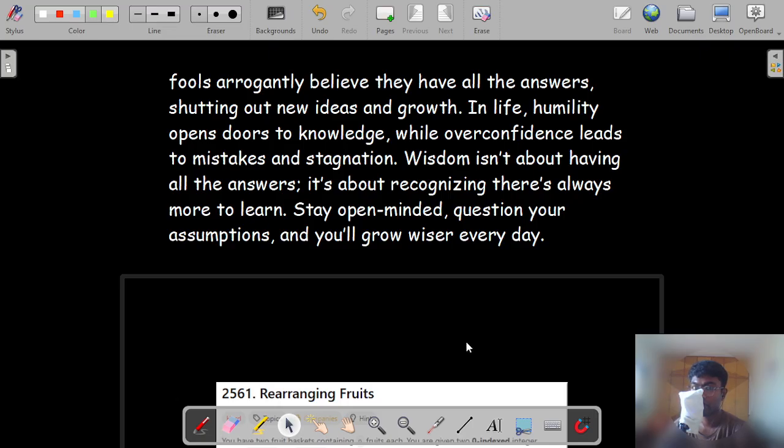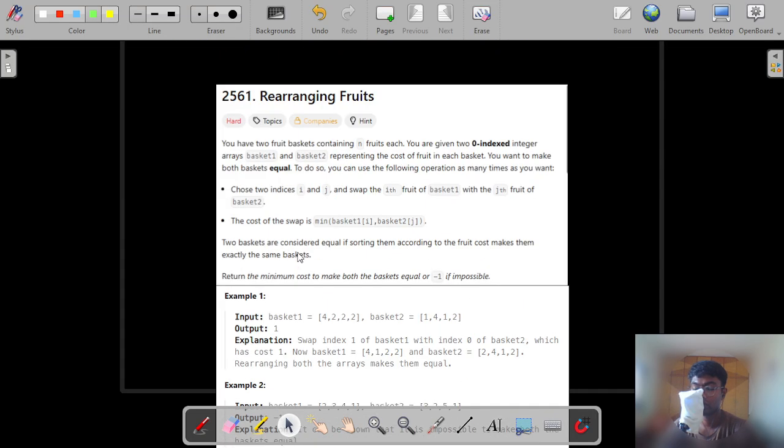Fools arrogantly believe they have all the answers, shutting out new ideas and growth. In life, humility opens doors to knowledge, while overconfidence leads to mistakes and stagnation. Wisdom isn't about having all the answers. It's about recognizing there's always more to learn, staying open-minded, and questioning your assumptions, and you'll grow wiser every day, right? So, you should always be open to listen to others and accept there is always improvement from whatever you have today.